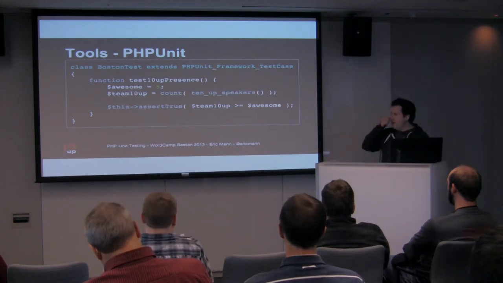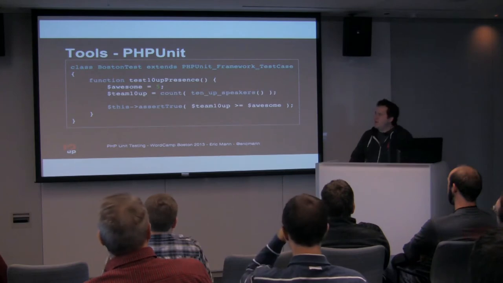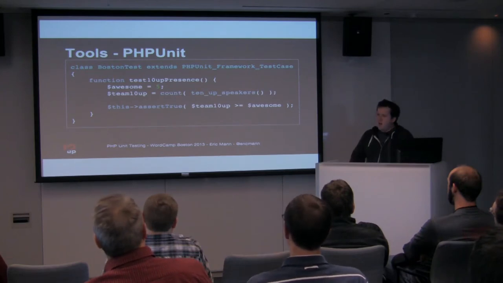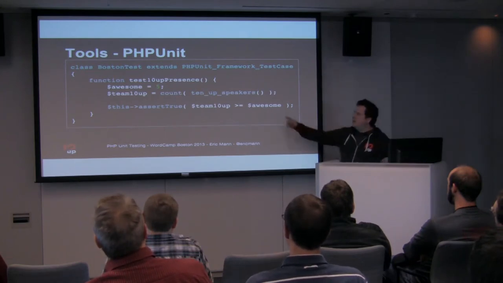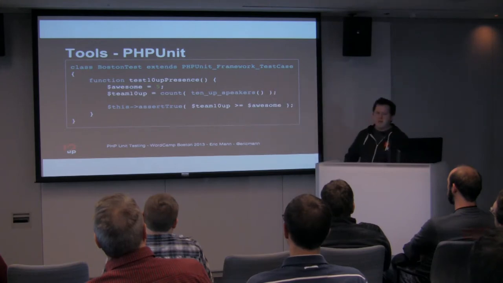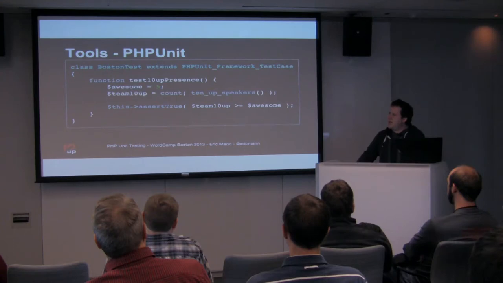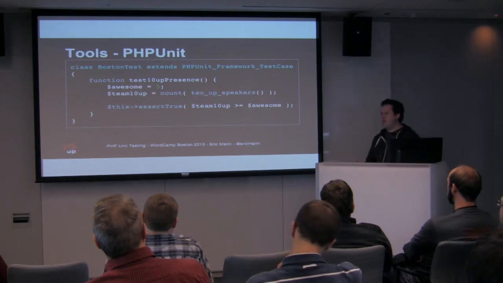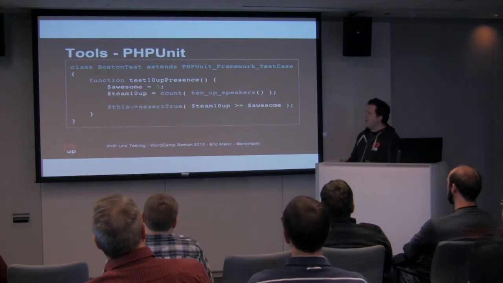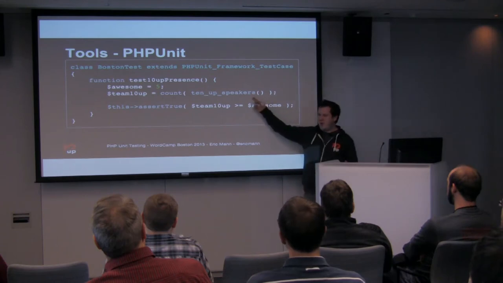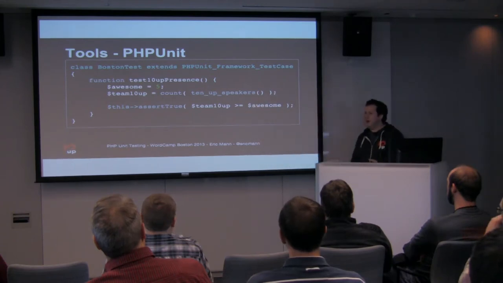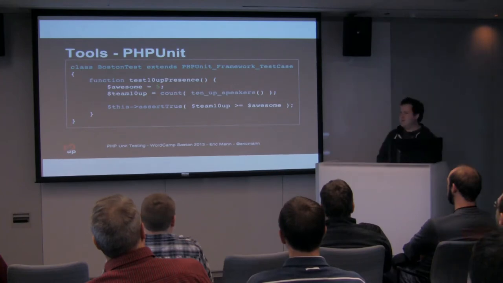So this is an example. It's kind of a convoluted example of unit tests. It's an object called Boston Test. It's going to extend just a helper class, PHP Unit Framework Test Case. You define your test. We're going to test that TINUP has a presence at WordCamp Boston. We're going to define that somebody has to have a presence of at least 5 to be considered awesome. Then we're going to count how many TINUP speakers there are at WordCamp Boston. And we're going to assert that TINUP is awesome because we have at least 5 speakers at the conference.